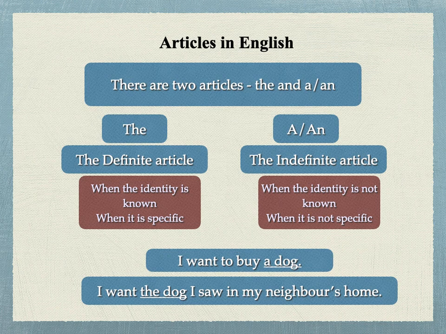Another example would be, the sun rises in the east. It is always the sun. It is not a sun. It is not an sun. It is the sun rises in the east, because we all know that there is only one single sun. So it is specific and its identity is known to the reader. The sun rises in the east. So this is the difference between definite article and indefinite articles.